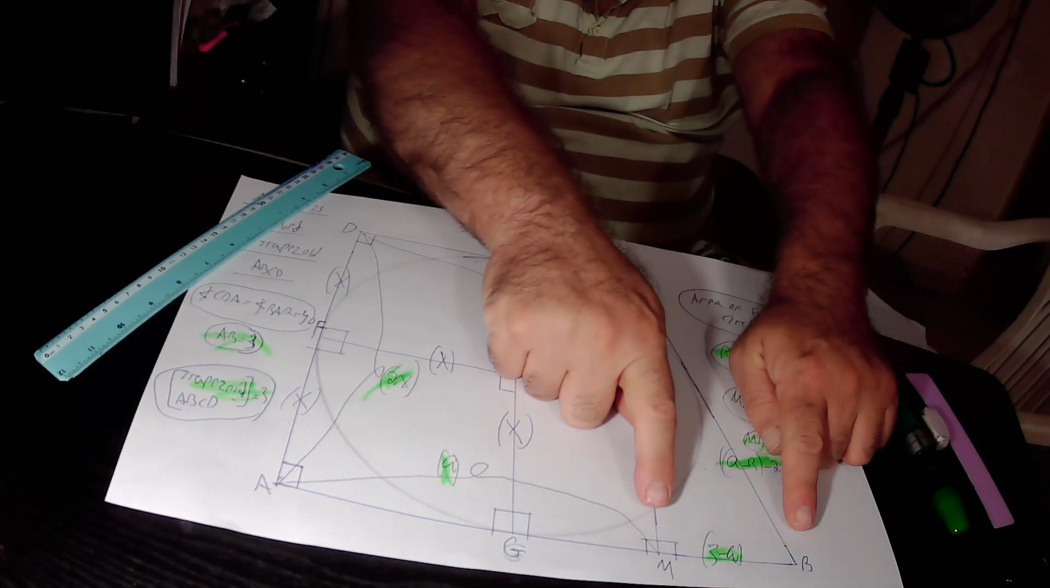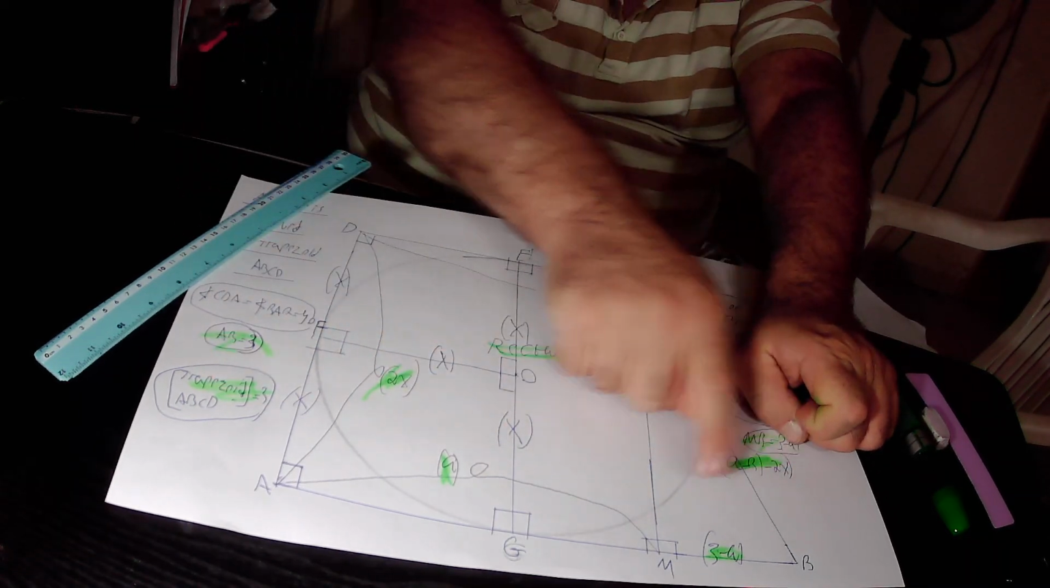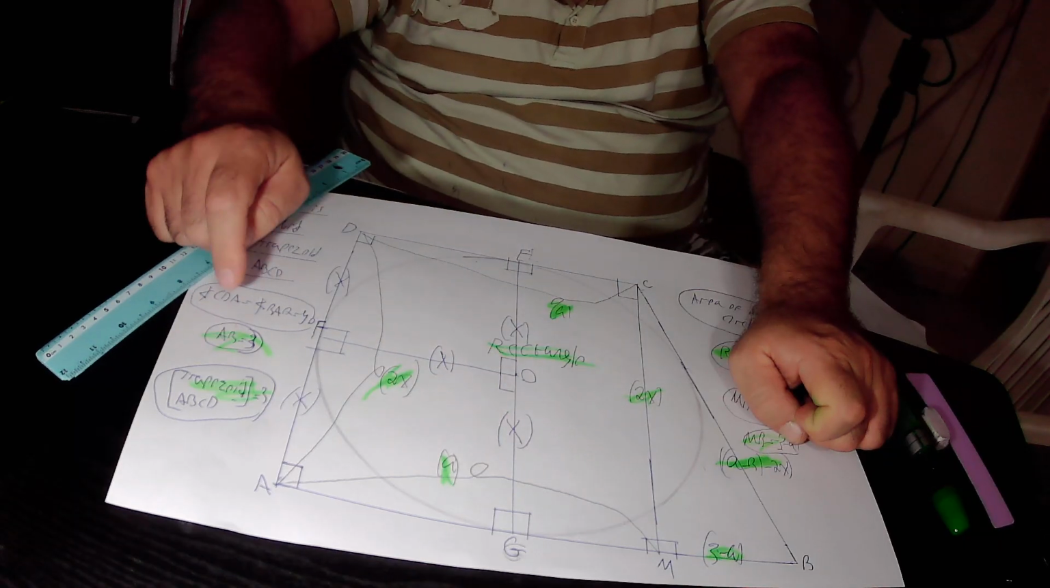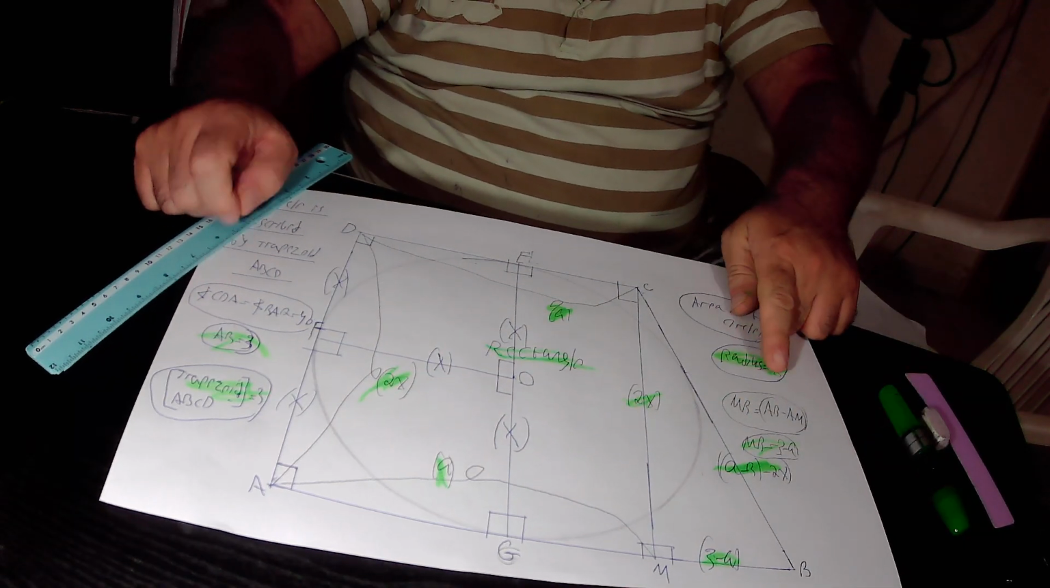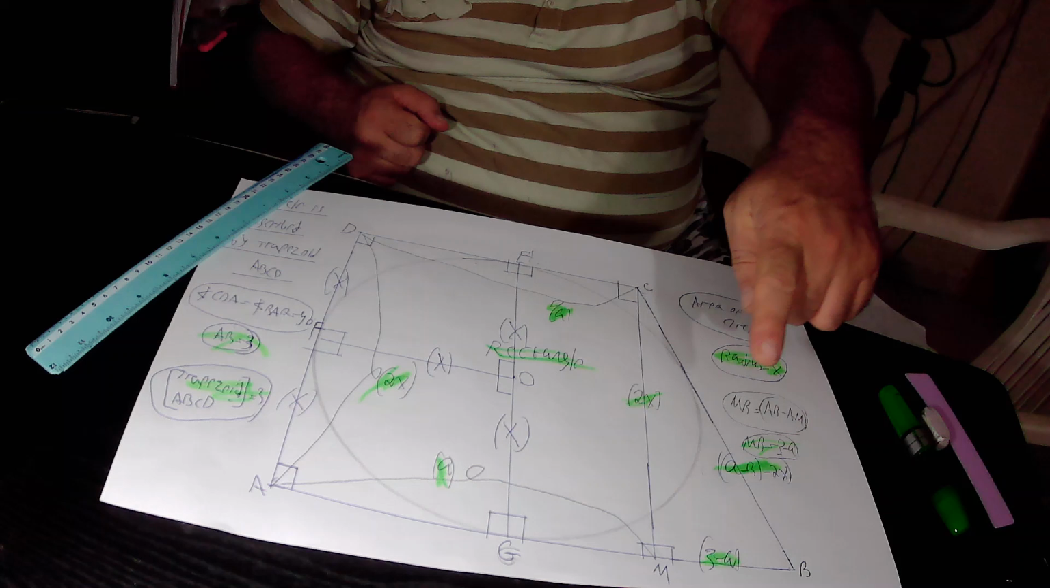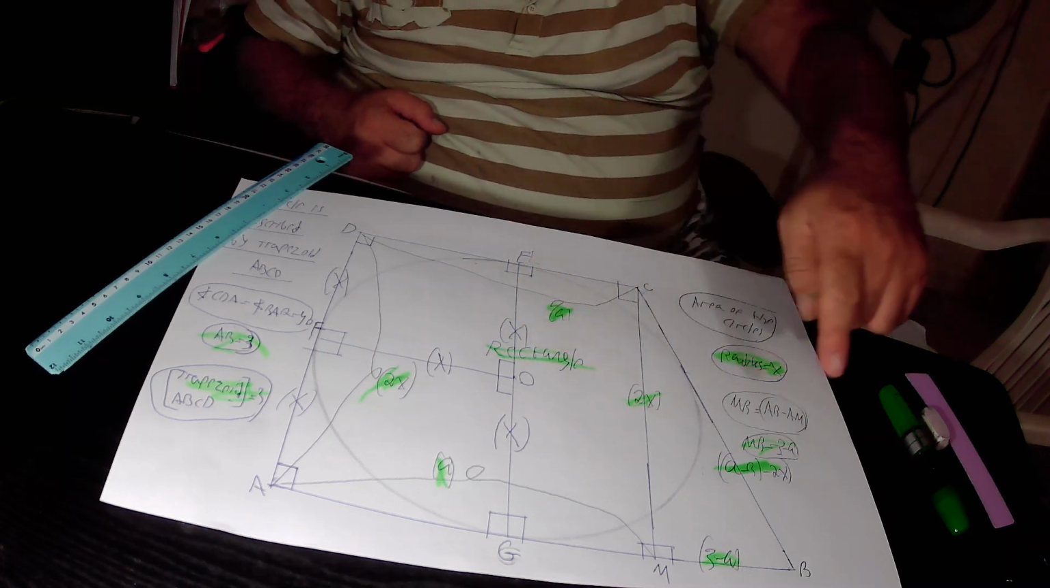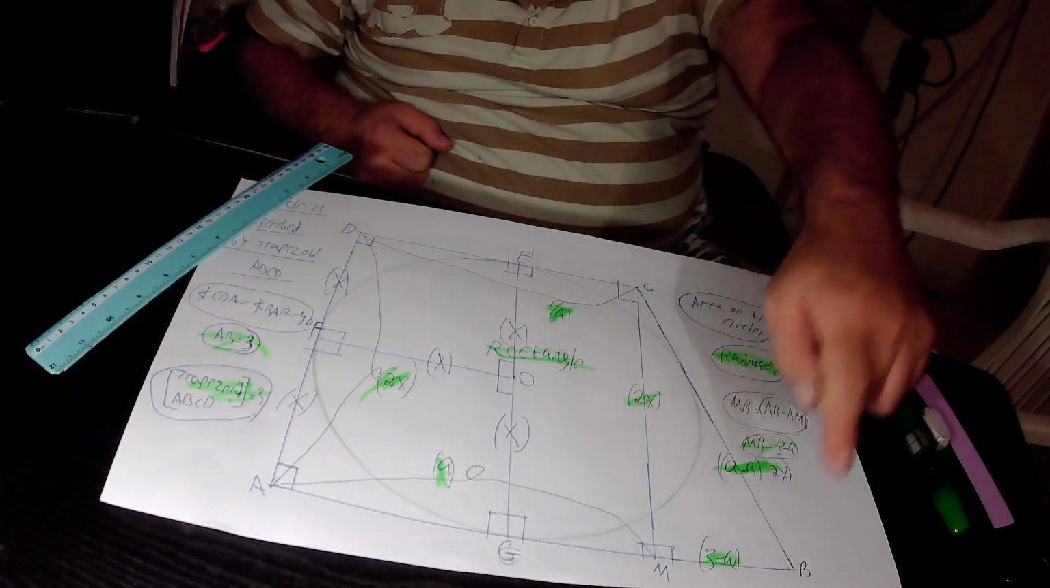What is the length of this missing line segment MB? MB equals AB minus AM. Again, MB equals AB minus AM. So MB equals AB, that is 3, minus AM, that is A. So in total, MB equals 3 minus A in length.